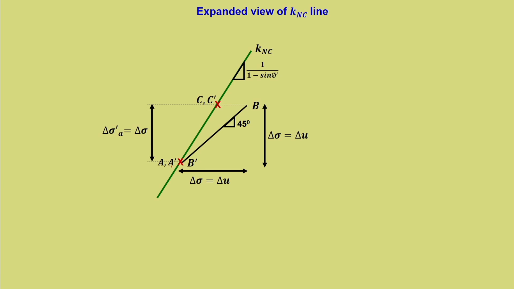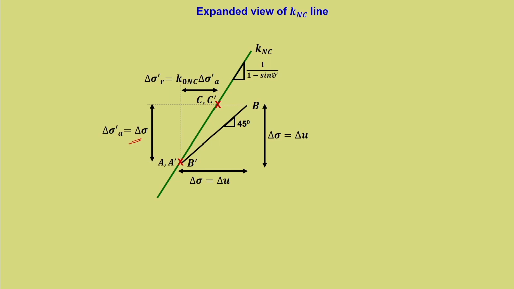Here, for AC or A'C', this vertical distance will be delta sigma_a' equal to delta sigma, because we have incremented by delta sigma. But what will be the horizontal distance? That will be K naught NC times delta sigma_a', governed by the slope of the K_NC line. So, here delta sigma_r' is equal to K naught NC times delta sigma_a'. That we have to keep in mind.